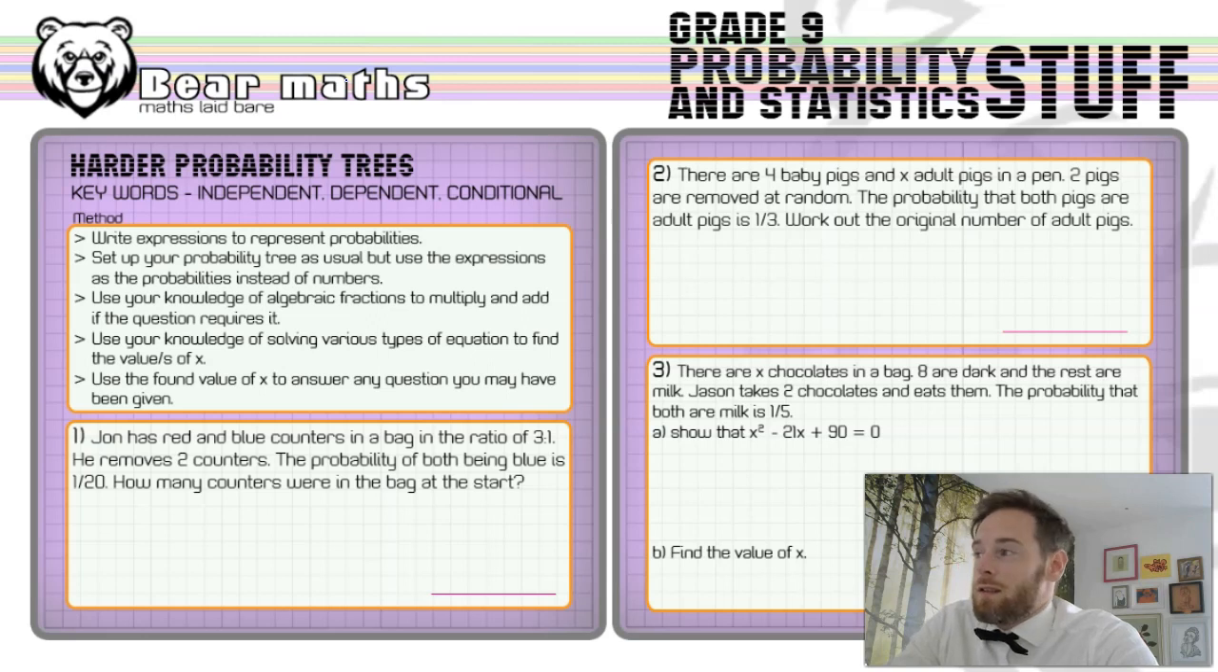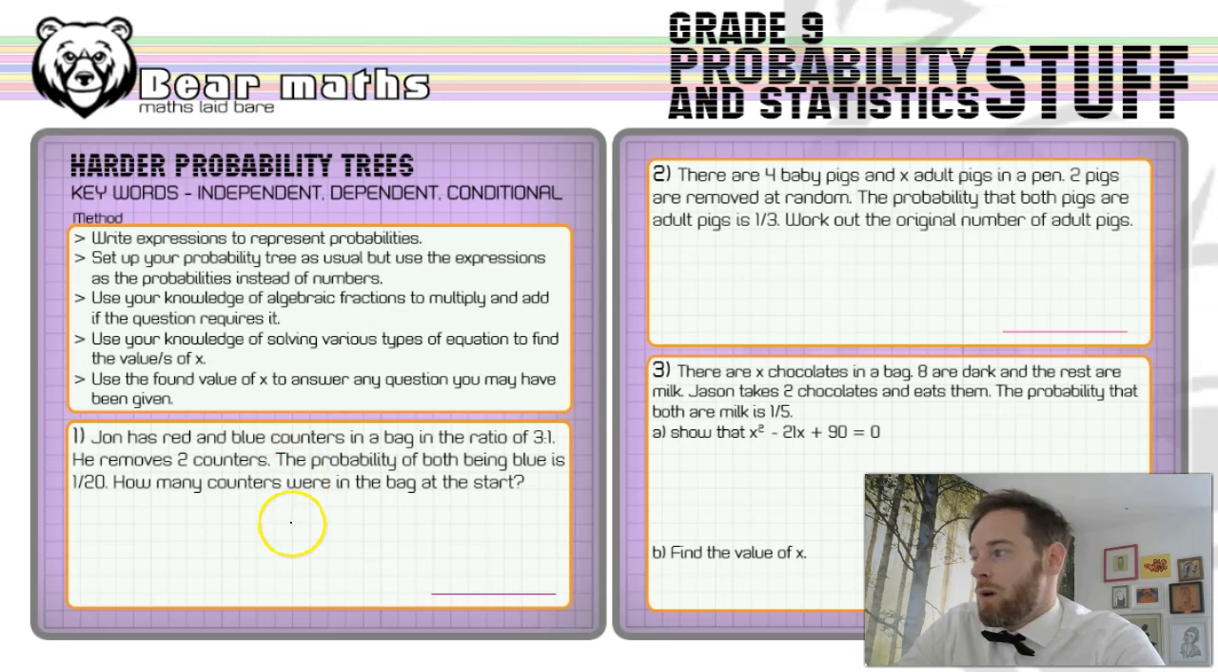The method states, and this is kind of loose because there's lots of various different skills you need to join together to make this one work for yourself: write expressions to represent probabilities. Set up your probability tree as usual, but use the expressions as the probabilities instead of numbers. So they're algebraic probability trees basically. Use your knowledge of algebraic fractions to multiply and add if the question requires it. Use your knowledge of solving various types of equation to find the value of x. And then use the found value of x to answer any question you may have been given at the beginning.